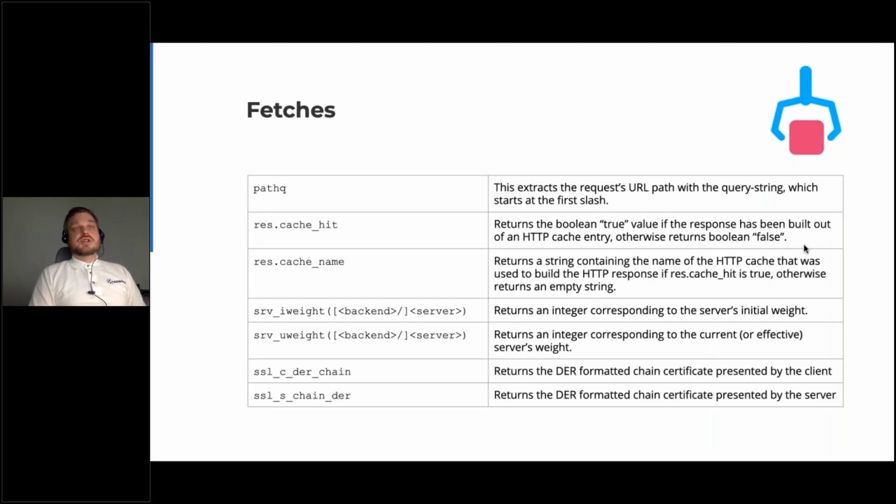Several new fetches have been introduced. Path queue allows you to extract the URL path with the query string. As covered on the previous slide, res.cachehit and res.cache_name will return whether a response was served from cache and also provide the name of the cache it was served from. Serve iWait and serve uWait will return an integer corresponding with the server's initial wait and effective wait, respectively. SSL cdir chain and SSL s chain dir will return the formatted chain certificate presented by the client and server, respectively.